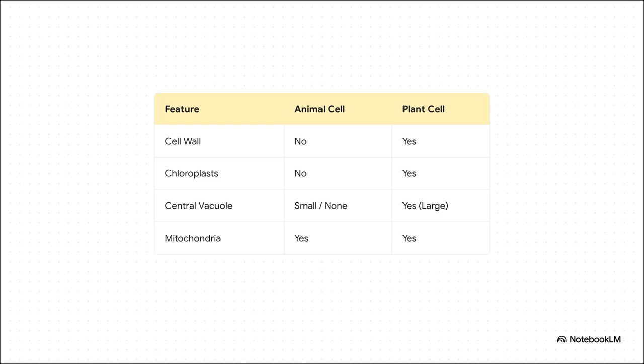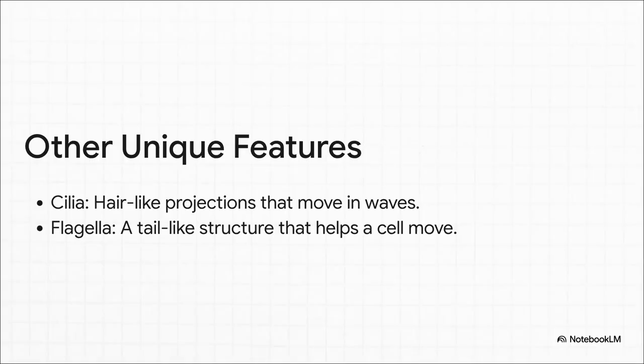But look closely, both of them still have mitochondria. They both need those traditional power plants to keep the lights on. And you know, there are other special features out there too. Some cells have cilia, which are these tiny little hairs that move back and forth in waves to sweep things along, like the ones that keep your airways clean. Other cells might have a flagellum, which is a long tail they use to swim around. The only human cell that has one of those is a sperm cell.